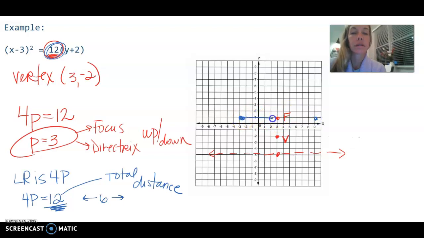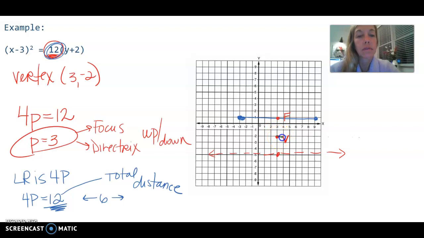And so this little segment here, I feel like I counted wrong. 1, 2, 3, 4, 5, 6. 1, 2, 3, 4, 5, 6. Nope, I can count. Okay, so that is the latus rectum. And then that tells me where the parabola is. So the parabola doesn't go through the directrix. It goes through the vertex and those points there.